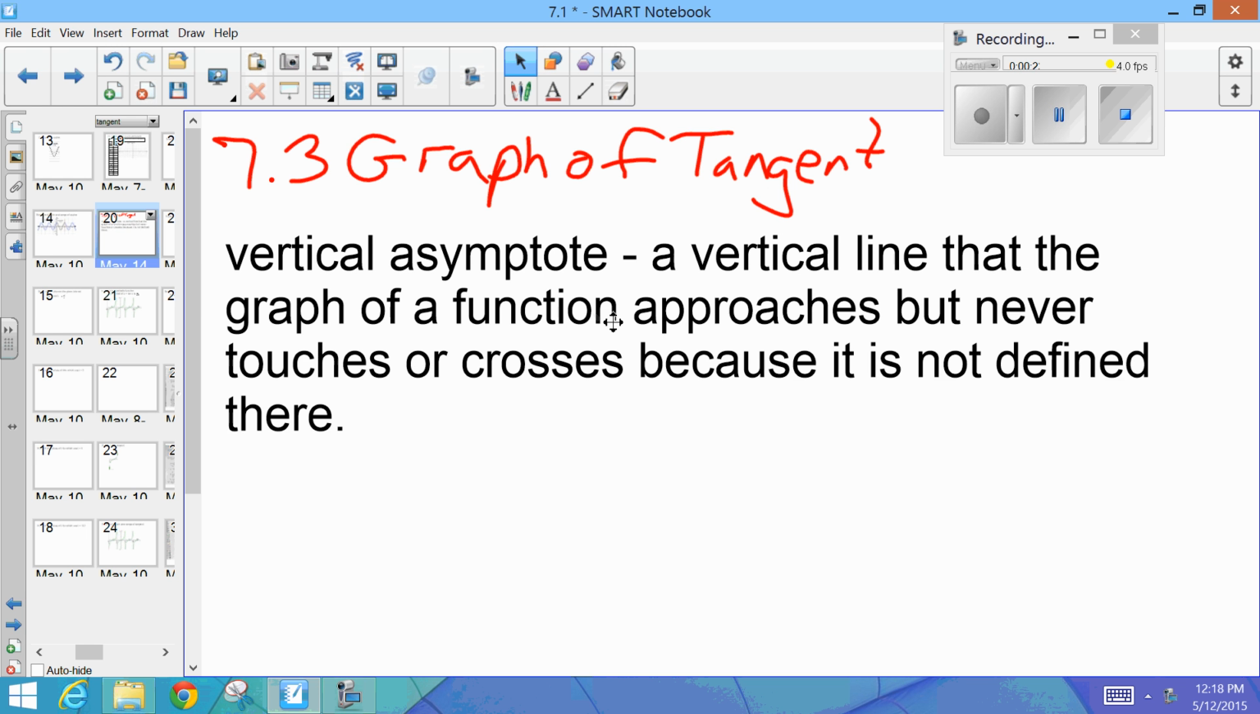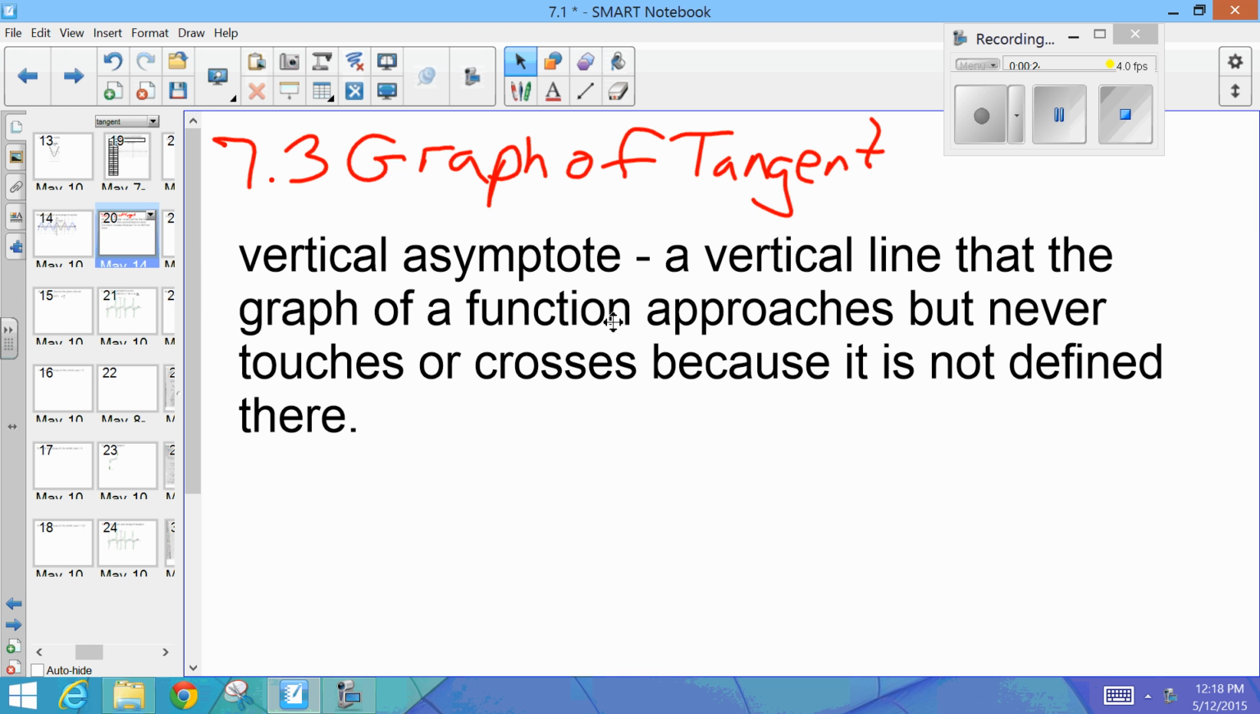All right, so definition: vertical asymptote, a vertical line that the graph of a function approaches but never touches or crosses because the function is not defined there. Make sure you have that in your notes. Moving on.